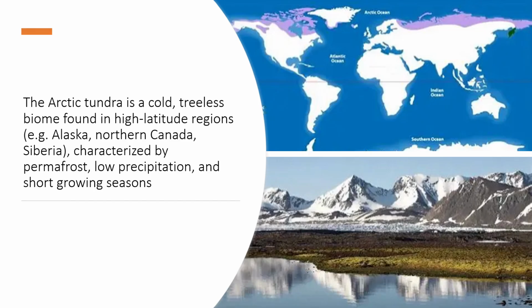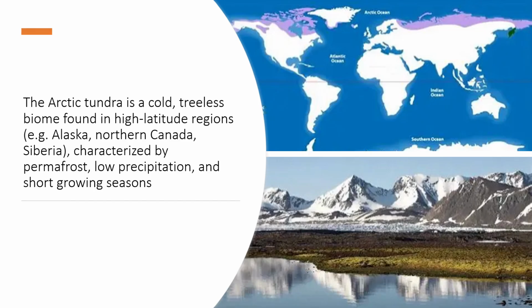We're going to talk a lot about Arctic tundra, but just be aware you can have alpine tundra too. Arctic tundra is found in cold areas near the poles, so predominantly in the northern hemisphere. It tends to be a treeless biome because the ground is frozen, it's got permafrost, so trees can't get their roots deep enough into the ground. We are looking at Alaska, northern Canada, parts of Siberia in northern Russia.